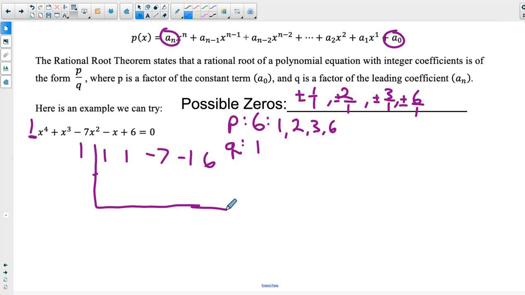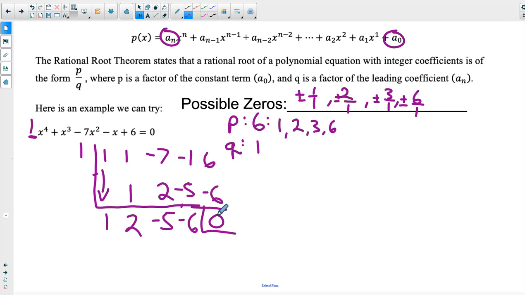Let's review synthetic really quickly together. I drop down the 1. Do I add or do I multiply? We multiply. So I get 1 times 1 is 1. Then I add. And then I continue this process on. So add, multiply, add, so on and so forth. So I get a 2, and then I multiply them together. I get 2, and then I add them. I get -5. Multiply, -5. I get a -6. And so I get a -6. And that gives me 0.